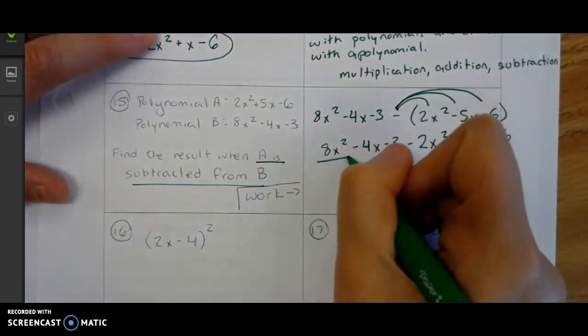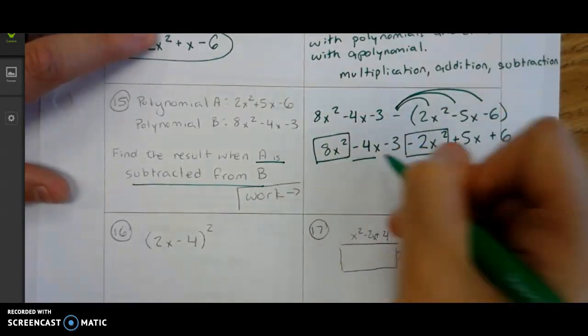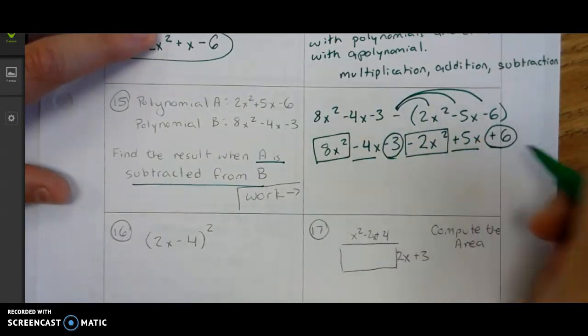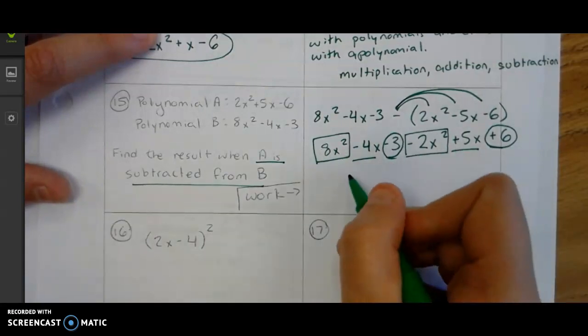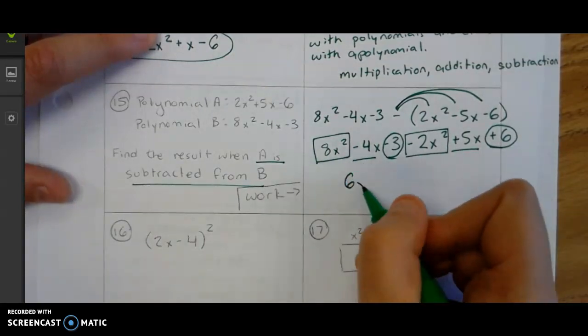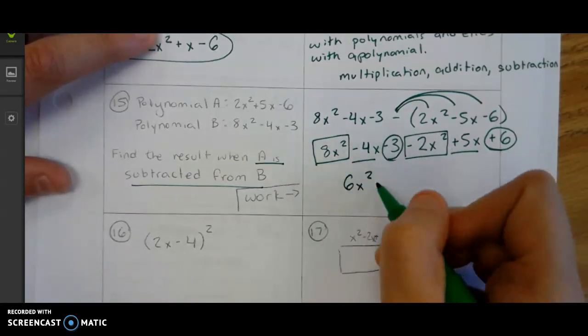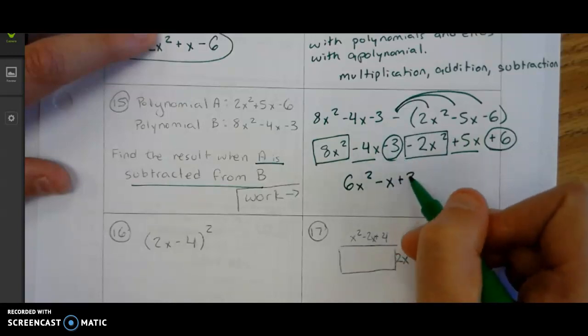We're going to find our like terms. These have squares. These just have x's. These are constants. So 8 minus 2 is 6. Remember, my exponents stay the same. 5 minus 4 is 1. 6 minus 3 is 3.